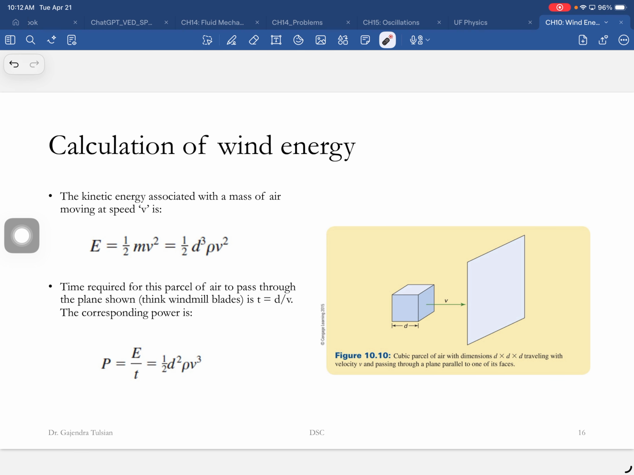The amount of time it takes for this to travel this distance is d over v. So power is this energy divided by time, and this is the expression you get. So the power is proportional to the wind's speed cubed. You double the wind speed and the power increases by a factor of 8. So that's important to remember. Power goes as wind speed cubed.